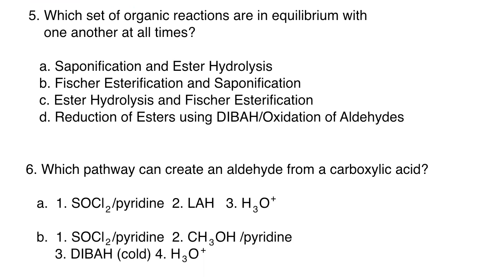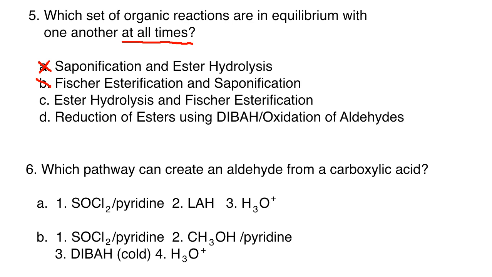Okay. Which set of organic reactions are in equilibrium with one another at all times? All right, so let's take a look at these. Saponification and ester hydrolysis. Now, saponification was reversible up until the last step, if you remember, and after that last step, we did not consider it to be reversible anymore. And if you take note here, this says with one another at all times. And so saponification is actually very close to the ester hydrolysis, where an ester goes back to a carboxylic acid. However, that last step makes it so that it's not reversible at all times. Very close, though.